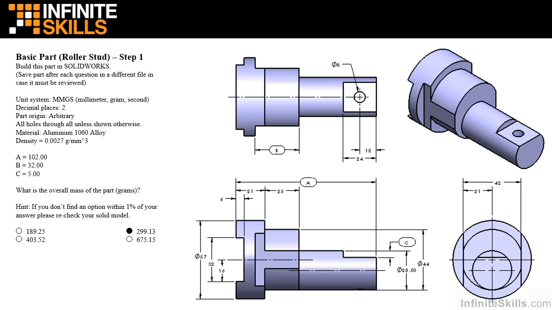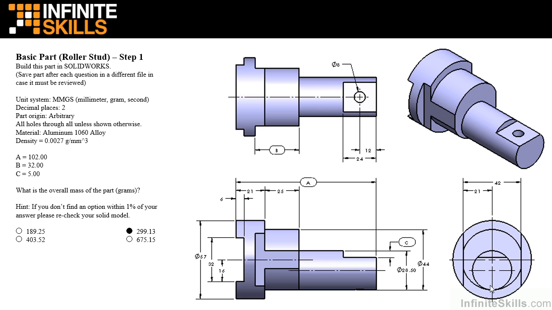So I am going to begin by modeling the major features first, and that would be the 3 cylinders: the diameter 57, the diameter 44, the middle cylinder, and the diameter 28.5. Looking at these 3 views, you see the diameter 57 cylinder and the diameter 44 are concentric, and we can verify this in the right-hand side view. However, the diameter 28.5 cylinder is not concentric, it's eccentric. But looking at the right-hand side view, it appears to be tangent to the middle cylinder. So let's begin by modeling the 3 cylinders.